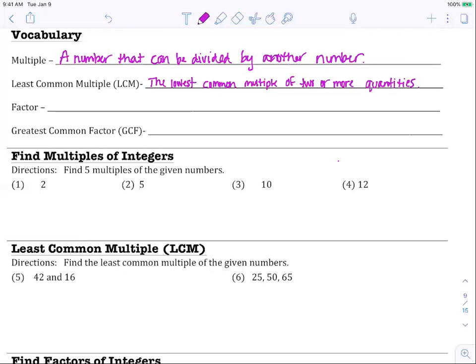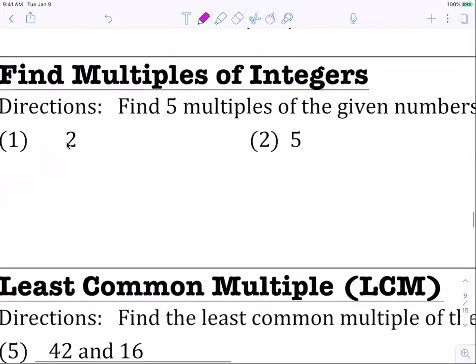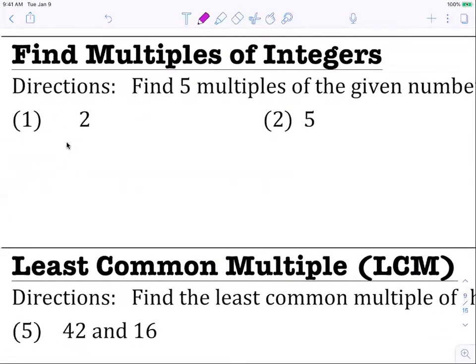Now, let's go over our first couple examples. We're going to come back to defining factor and greatest common factor in just a moment. So first and foremost, let's start by finding multiples of a given integer. Specifically, I want you to find 5 multiples of, in example 1, the number 2.